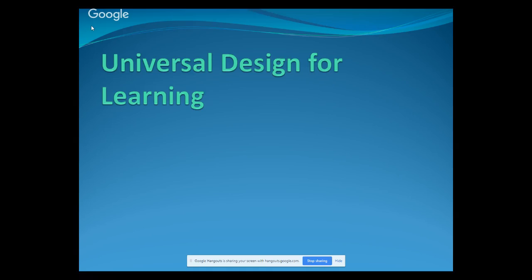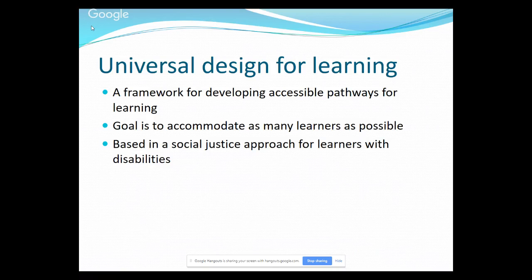And then what I'm going to do now is transition into universal design for learning and talk a little bit about how you might be able to apply this concept into your program proposal. So universal design for learning is a framework for developing accessible pathways for learning. The goal in this case is to accommodate as many learners as possible, and it's based on a social justice approach for learners with disabilities. I really enjoy using this framework.